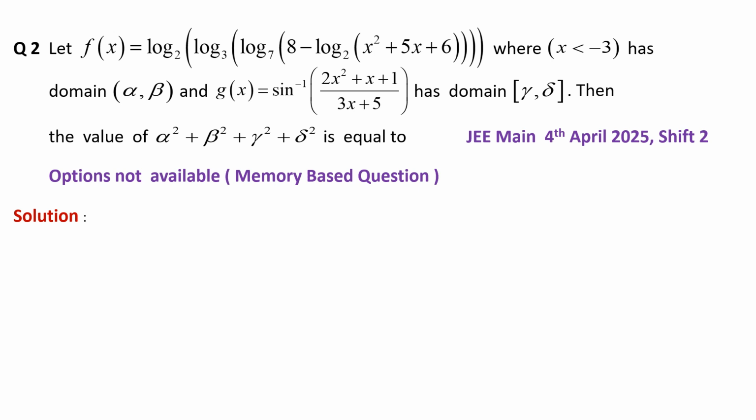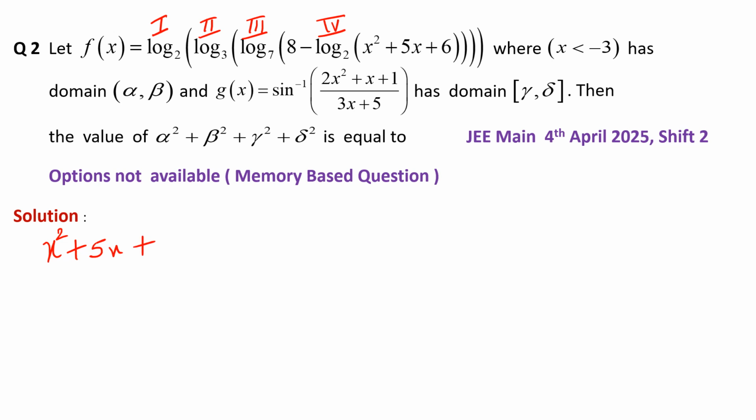Now since f of x is a composite function, it involves 4 logarithmic functions. So that means in order to find the domain of f of x, we will have to keep the inputs of all of these logarithmic functions as positive. Now for the sake of convenience, I am naming these logarithmic functions as 1, 2, 3 and 4.